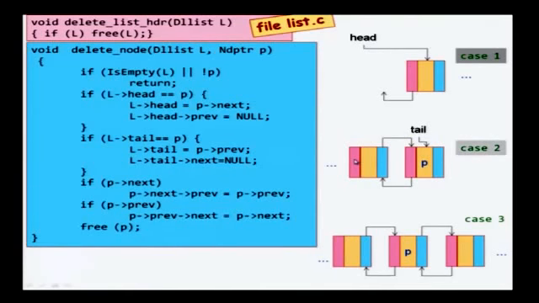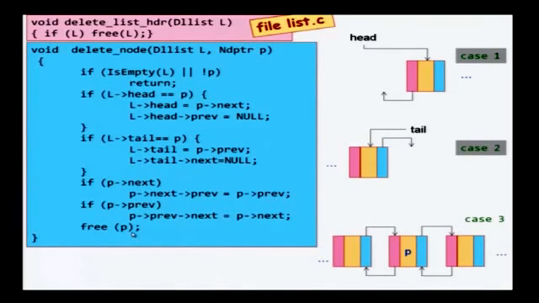Okay. So, in case 2, when P is the end of the list that we want to delete, then tail should go to P previous. Now, this guy's next will point to null because we are going to delete this node, and finally we will free P. Okay. So L tail will go to P previous, L tail next will be null, and then finally you will free P.